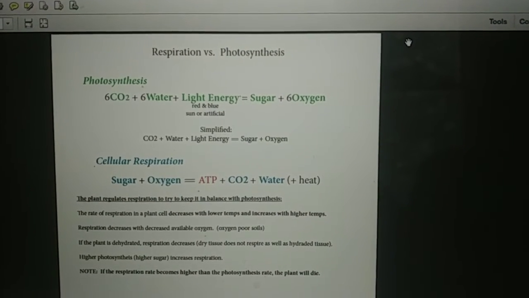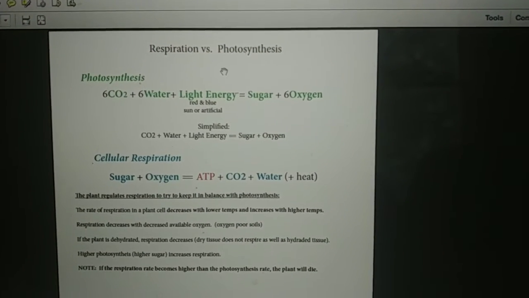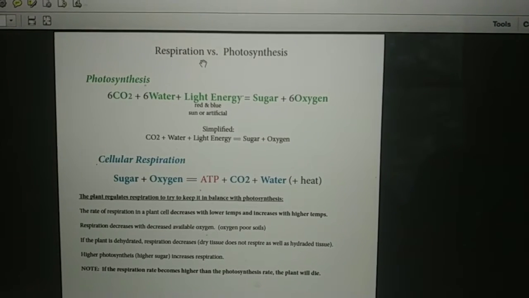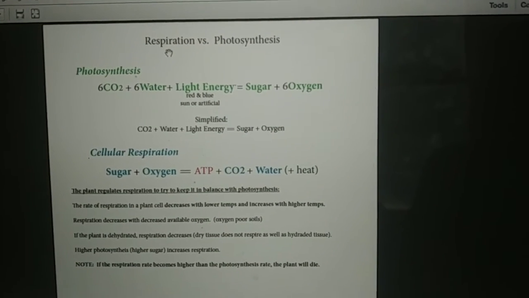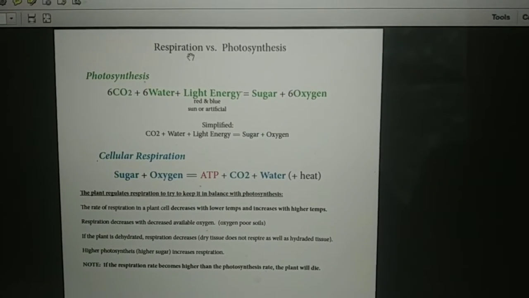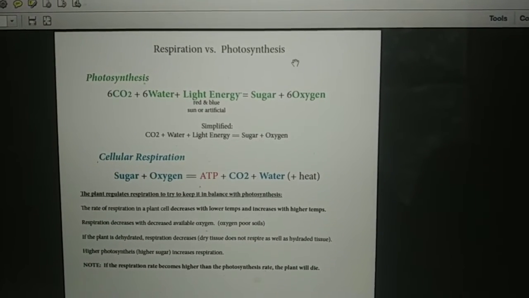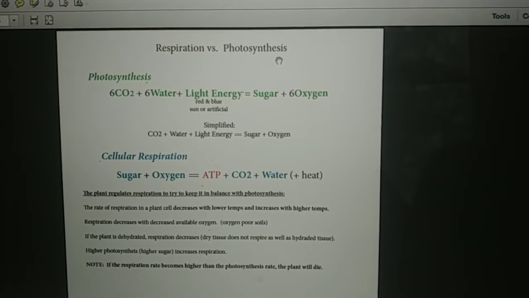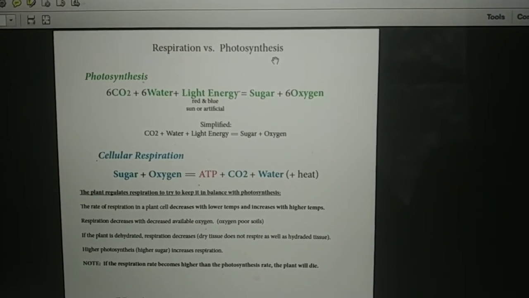Let's talk about respiration and photosynthesis. So respiration, do you remember where respiration takes place? Respiration takes place in the mitochondria of the cell. And where does photosynthesis take place? Photosynthesis takes place in the chloroplast.